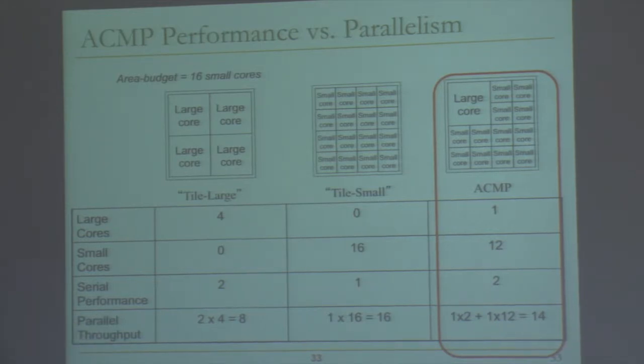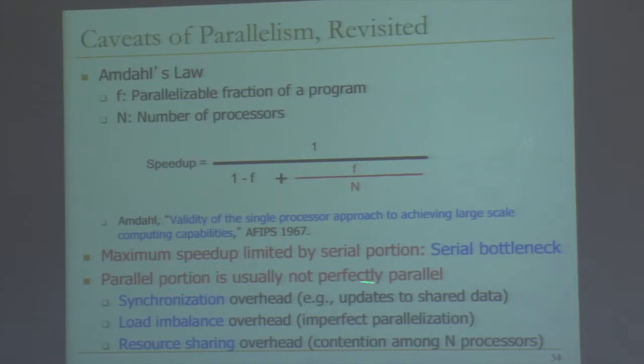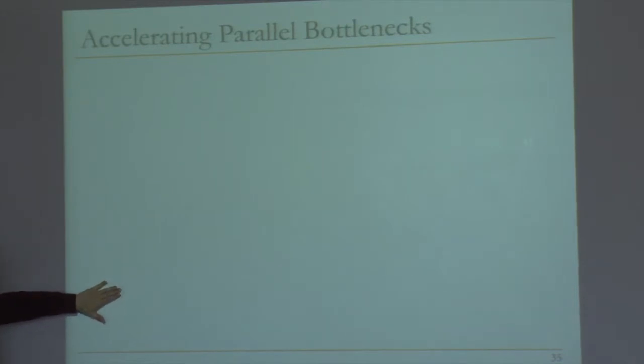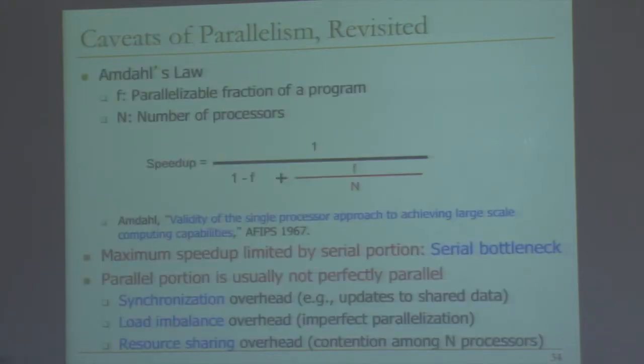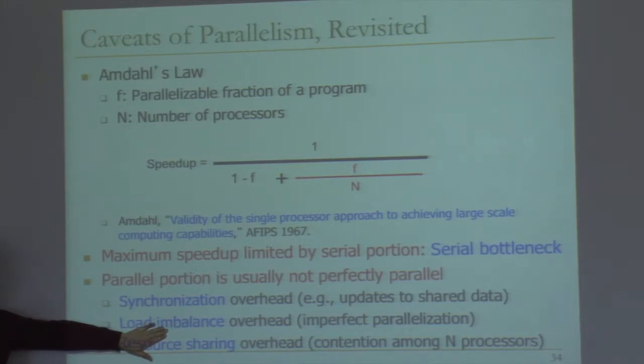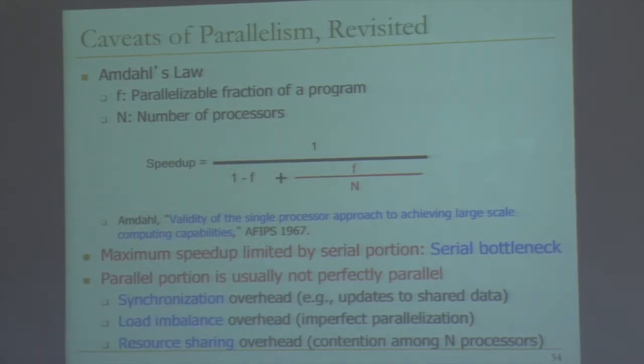But that's not the only serialized part in a parallel program, right? You also have these overheads that you wanted cookies for just now. So how do you accelerate those parallel bottlenecks? Let's talk about why we want to do that. Serialized or imbalanced execution in the parallel portion can also benefit from a large core. If you have synchronization or load imbalance, for example, you can figure out the thread that's slow, and you can ship that to the large core such that it's not slow anymore. You could do something like that. That's the benefit of having asymmetry.